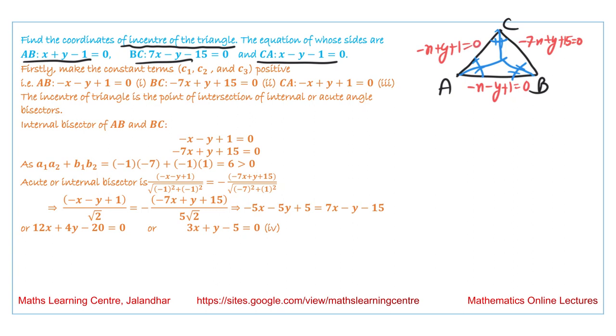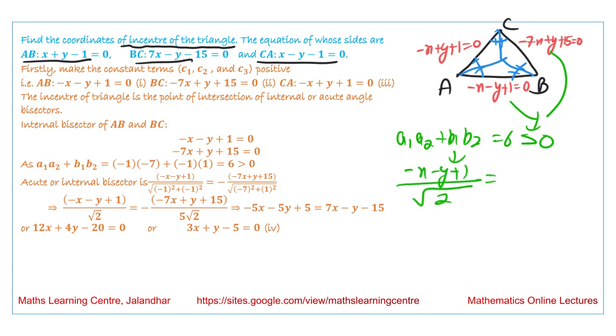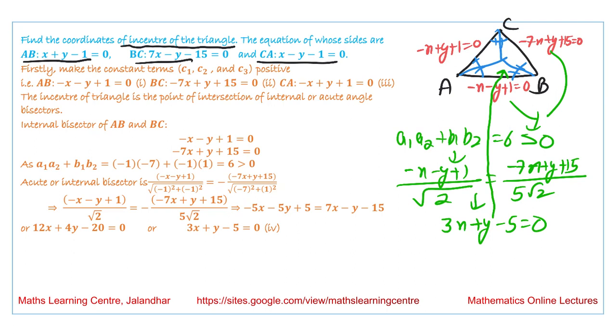Now corresponding to these two sides, if we calculate the value of a1 a2 plus b1 b2, that is equal to 6, which is greater than 0. So the equation of the internal bisector is (minus x minus y plus 1) upon square root of 2 equal to (minus 7x plus y plus 15) divided by 5 root 2. On solving this, the equation we get is 3x plus y minus 5 is equal to 0. So this is the equation of this angle bisector.